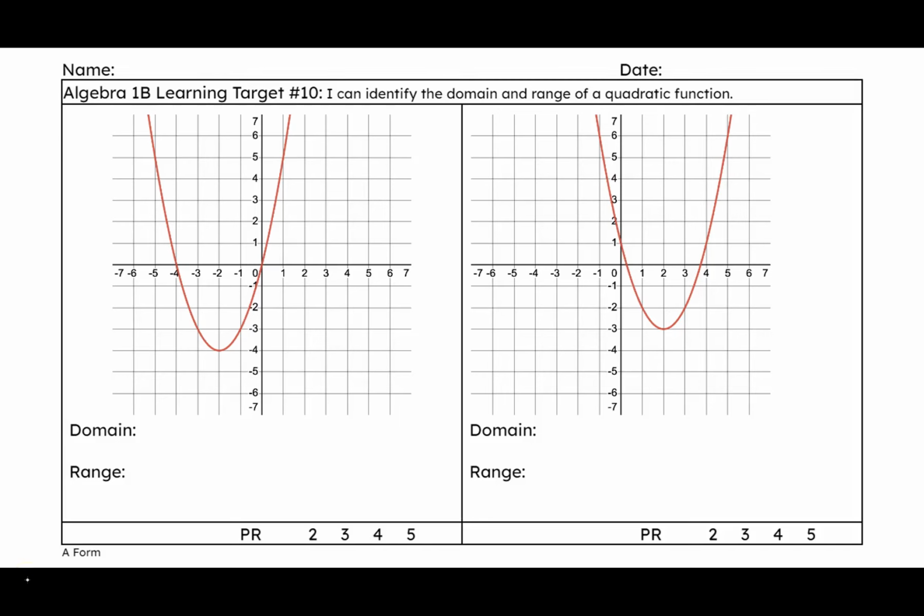This is Summer School High School Credit Recovery for Algebra 1B and Learning Target number 10. I can identify the domain and range of a quadratic function.